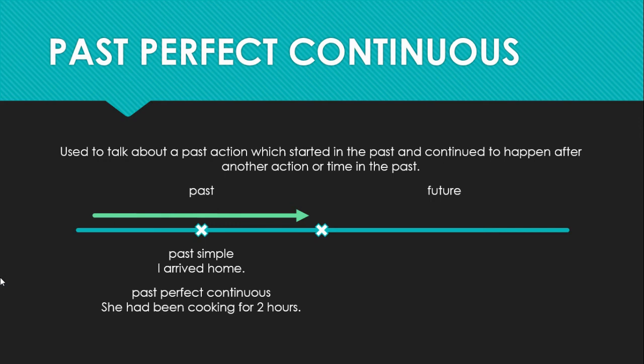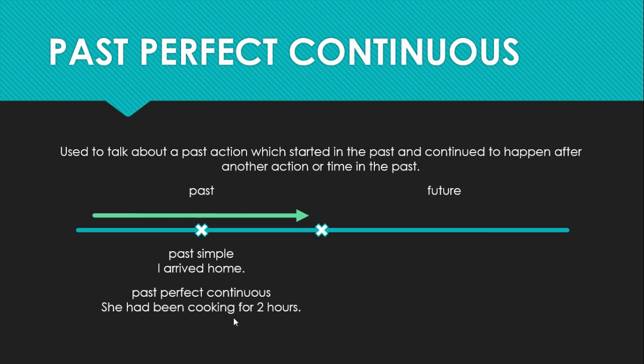So, kalau kamu tengok di sini, my sister, dia mula memasak sebelum saya sampai rumah. Kemudian, dia masih lagi sambung memasak selepas saya sampai rumah. So, to describe this kind of action, we should use the past perfect continuous, as you can see in this example. She had been cooking.